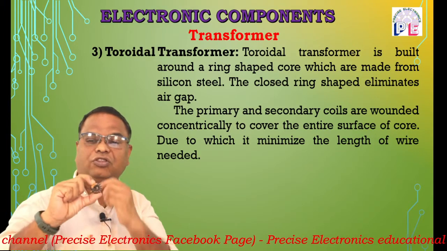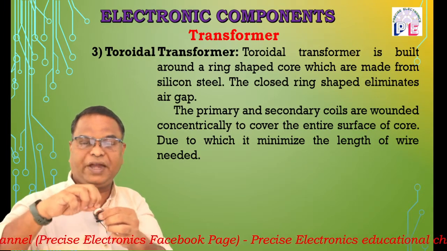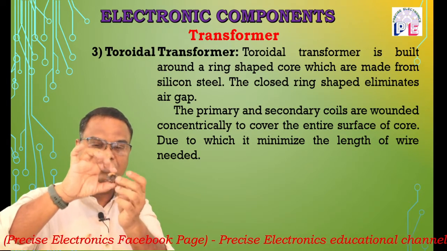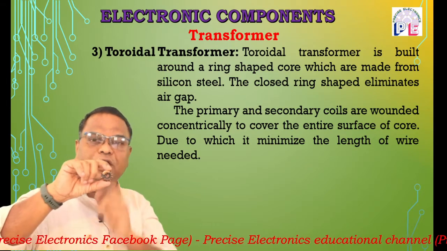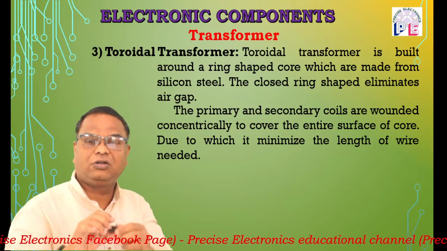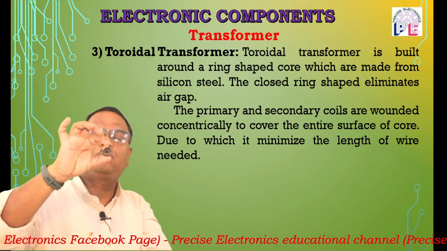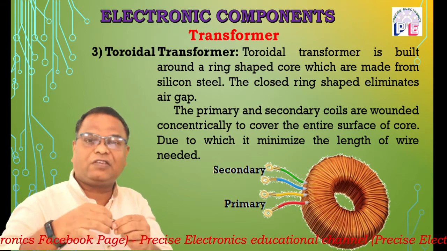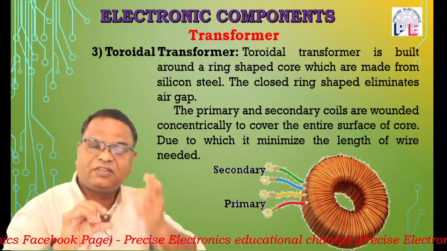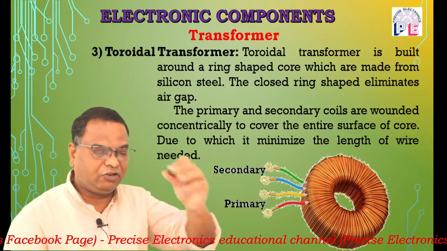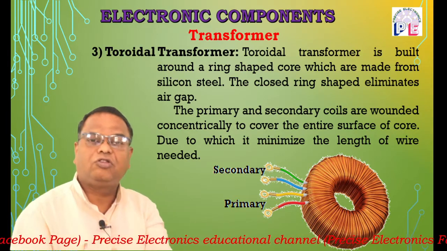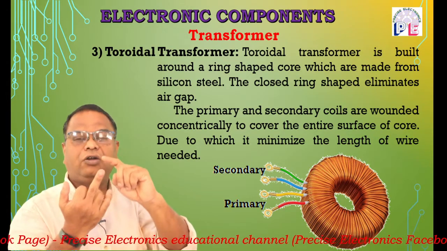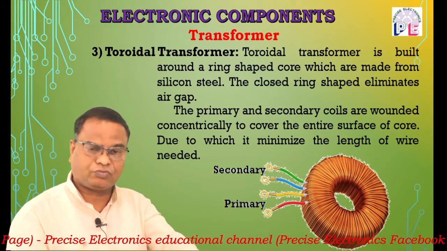In this type, a ring shaped core, which is mostly made from silicon steel, is used. Similar to a donut, similar to medu vada, that type of core is used, and on it the two coils are mounted, the primary coil and the secondary coil. So that is our toroidal type transformer. So according to construction, the types are core type, shell type, and toroidal type transformer.